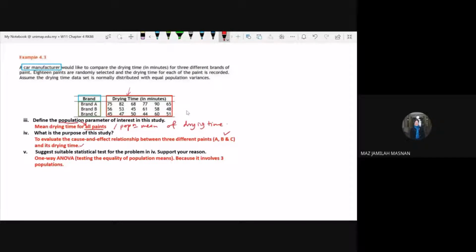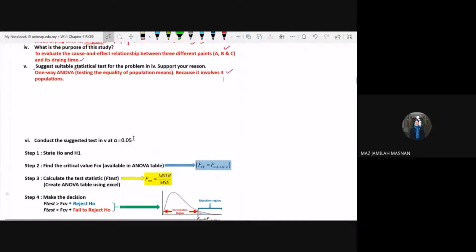And next, suggest a suitable statistical test for the problem in 4. Support your reason. Okay, so easily we can say one-way ANOVA, testing the equality of population means. Okay, so you can just stop at this, or you can say this also can. Why? Because it involves 3 populations. So that would be your easiest reason for one-way ANOVA. Okay, so that would be number 5, sorry.